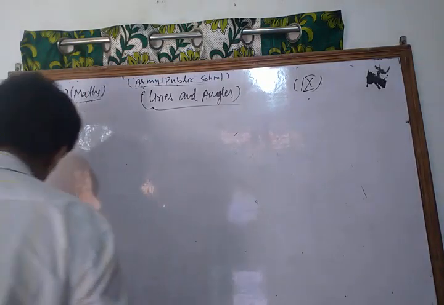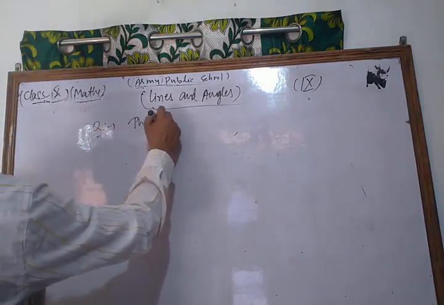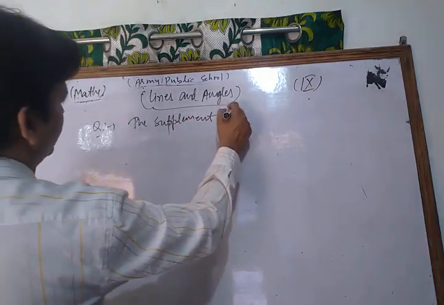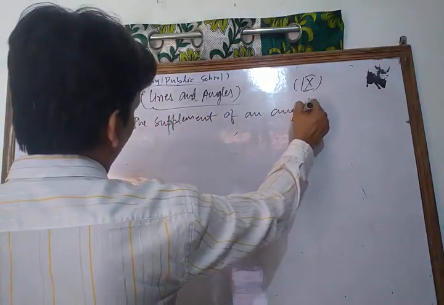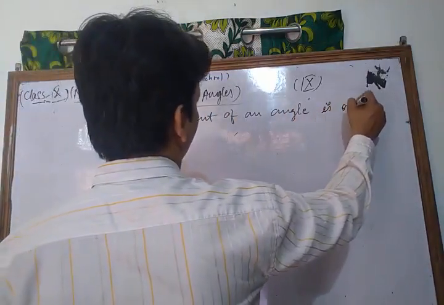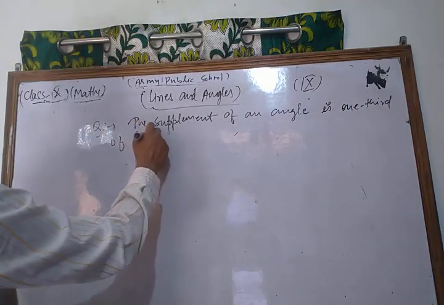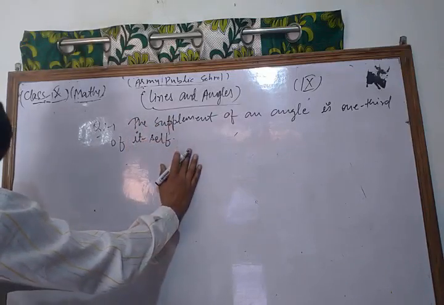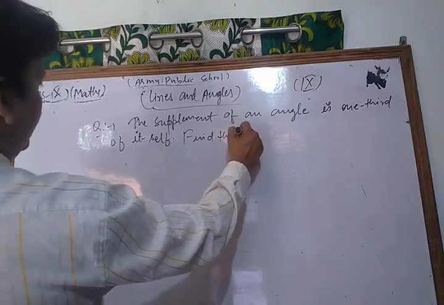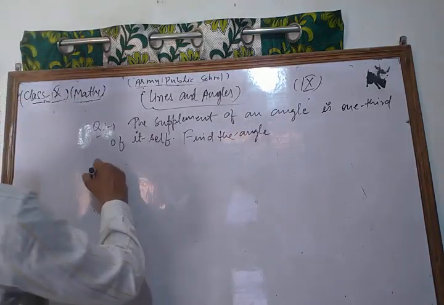And the question is, the supplement of an angle is 1/3 of itself. Find the angle. We also solve that question the same way, as we apply the condition. So let's see its solution.